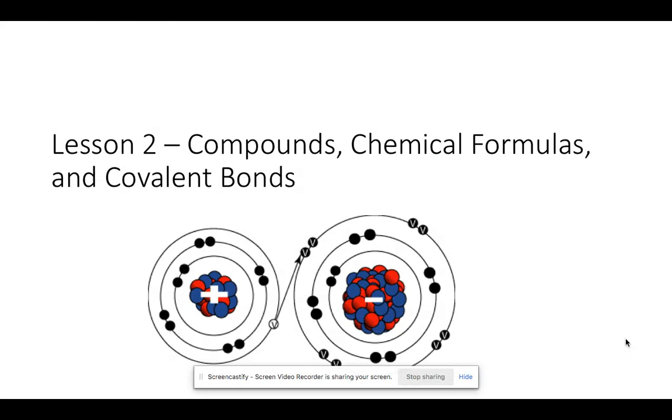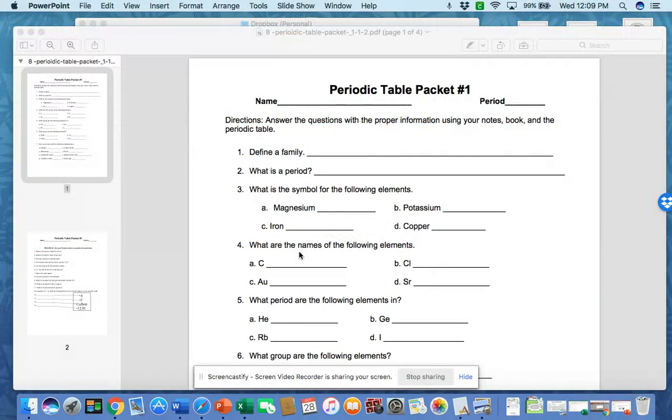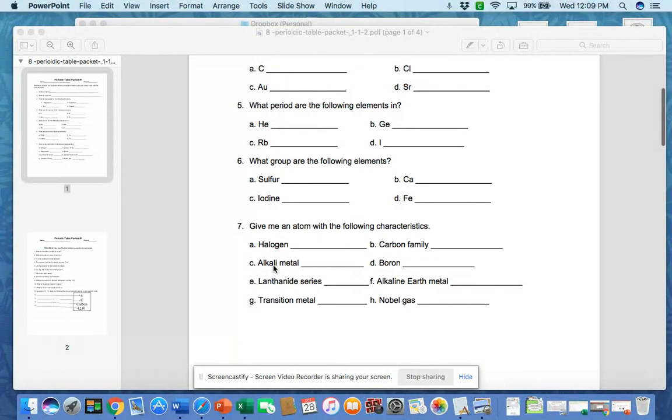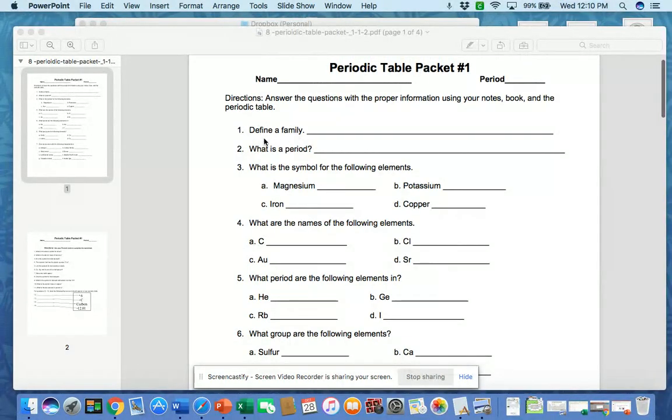Okay, so that's it for today for your notes. Next, you're going to go to this packet, and we are going to work on page 1. For page 1, you're going to define family and period, and then tell me what the symbol is for each element. Family is another name for groups, or the columns in the periodic table.